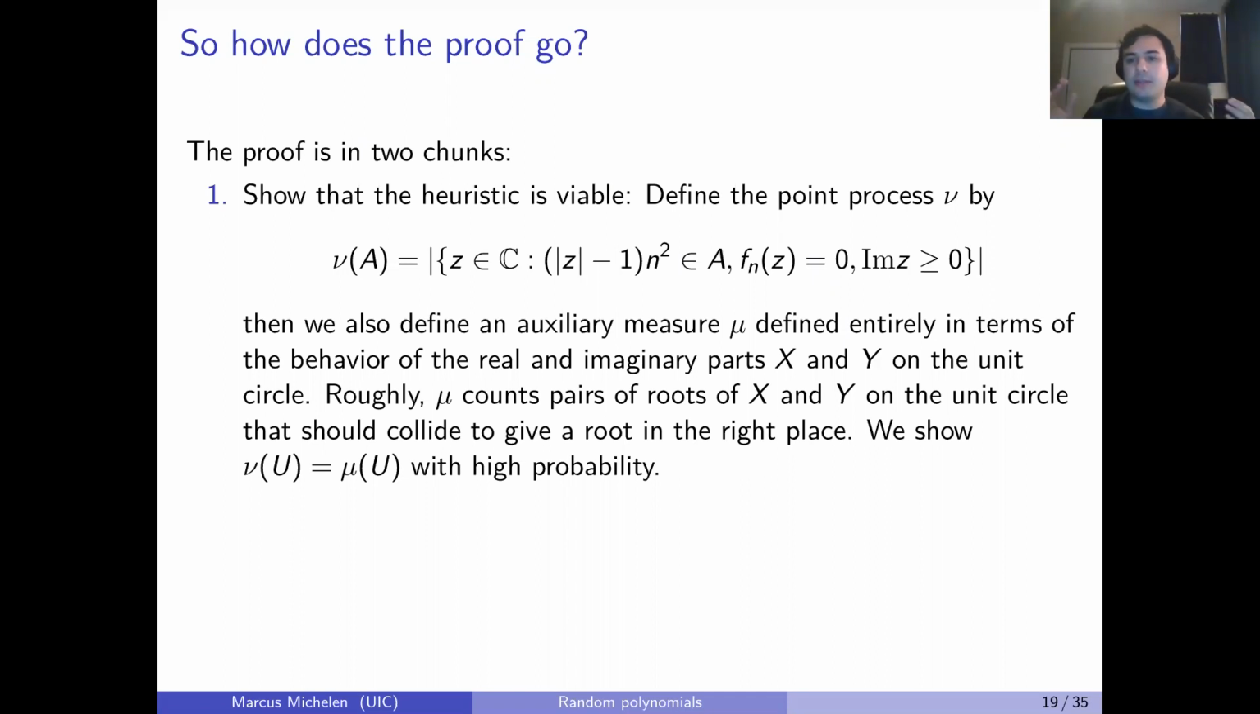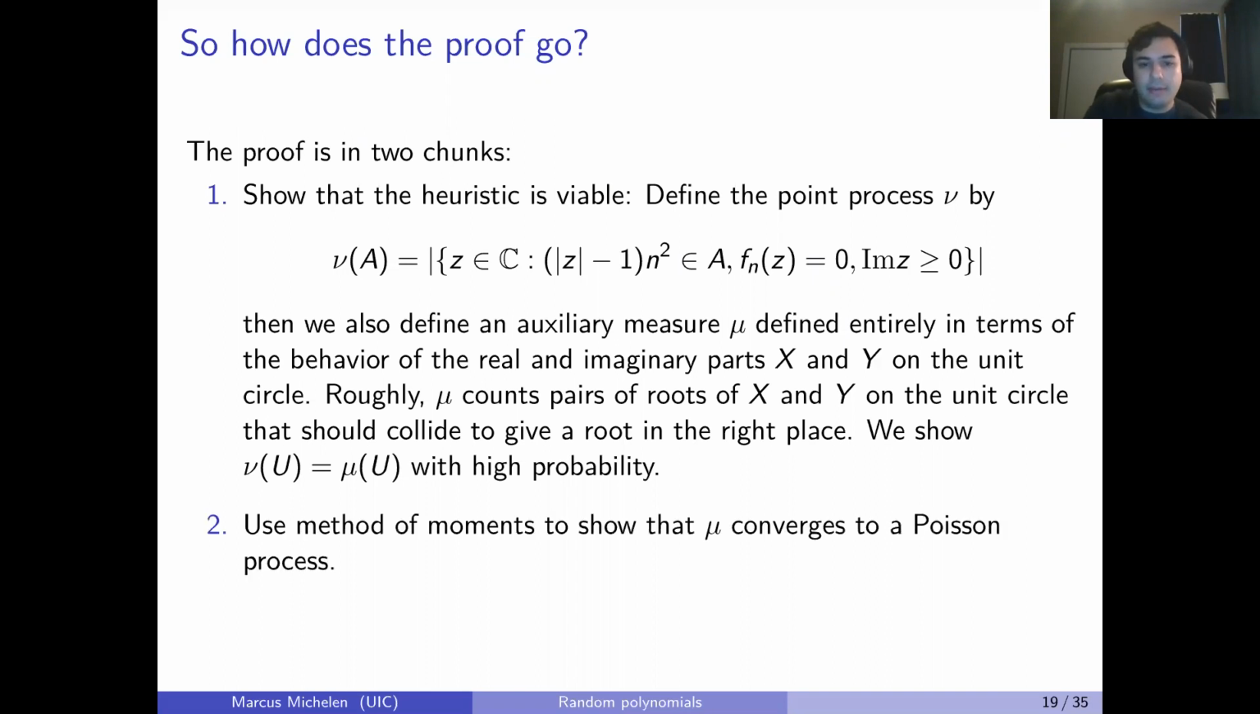So this reduces, you can think about it, a two-dimensional issue, thinking about zeros in a complex plane, to thinking only about the behavior of these trigonometric polynomials on the unit circle itself. And the next thing we need to do is use the method of moments to show that this auxiliary measure converges to a Poisson process. And that we use the method of moments for.